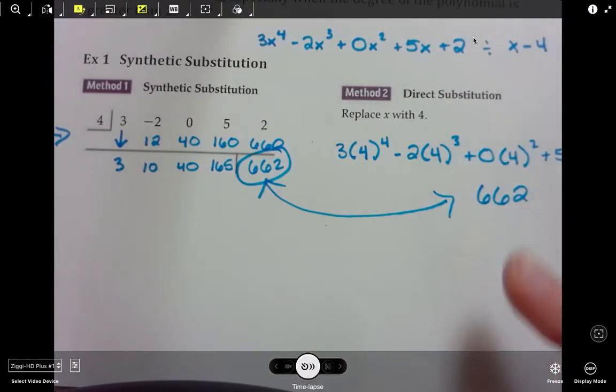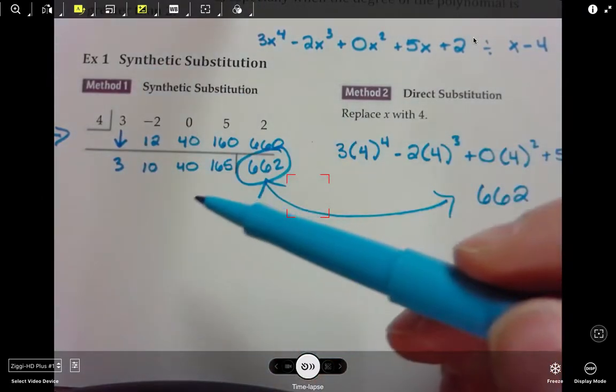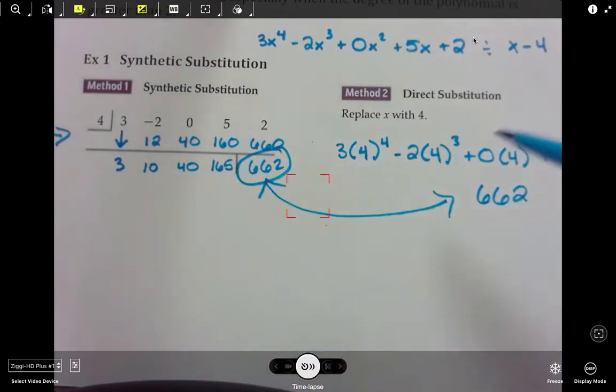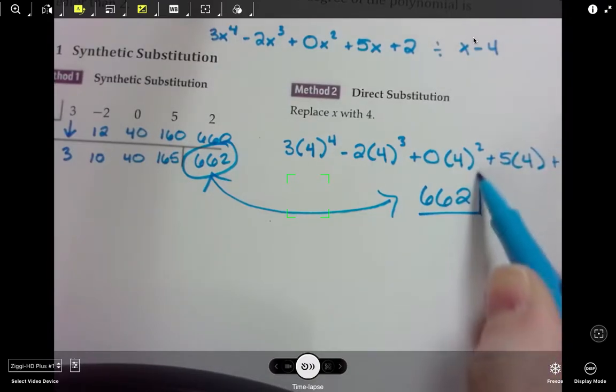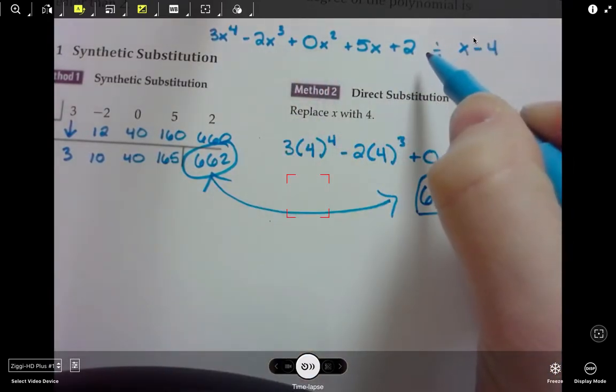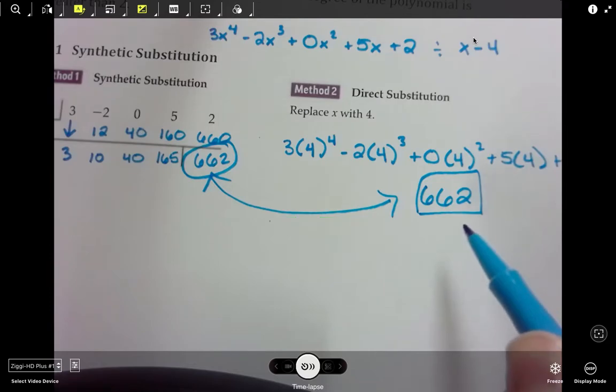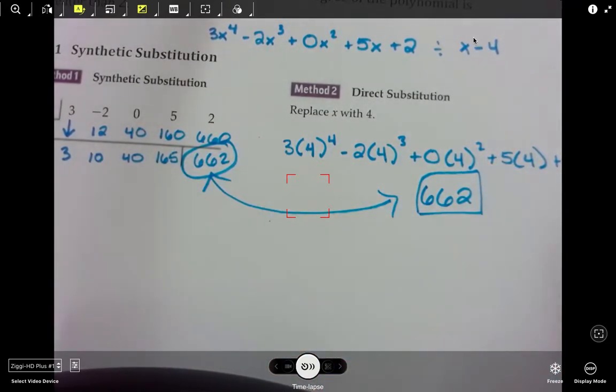So sometimes if you don't want to have to do the synthetic division, you can do that direct substitution, and this won't give you the entire answer of what you get when you divide by x minus 4, but it's a way of checking to make sure that you did that correct. Okay. All right. Next page.